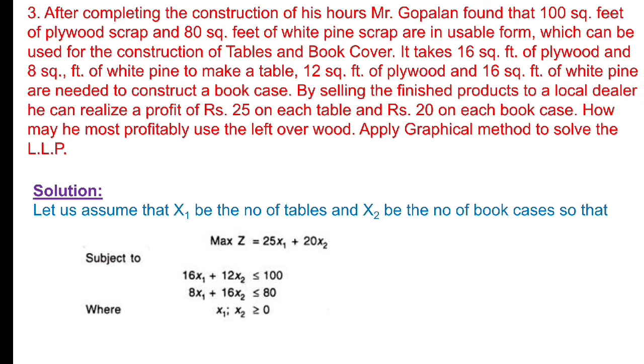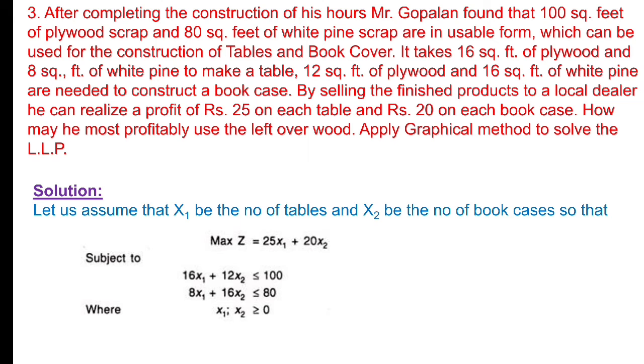In that, the first one is prepared with 8 square feet, the second with 16 square feet. So the first constraint is for plywood, the second is for white pine. Separately we consider 8x1 plus 16x2 less than or equal to 80, since availability is 80. Therefore the condition is x1, x2 greater than or equal to 0. This is the way we make a formulation. Once formulation is over, we can solve by the graphical method.